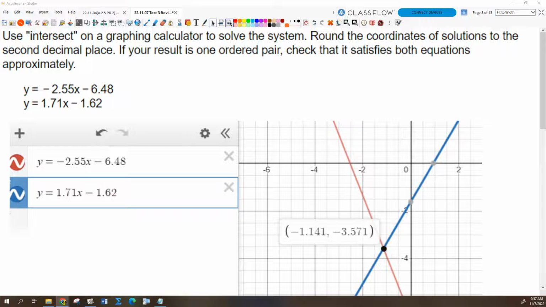How do they want your answer? You've got to read this carefully too. They want them to the second decimal place. Okay, so round the coordinates to the second decimal place. So then what would this give us for our solution? Negative 1.414, right?